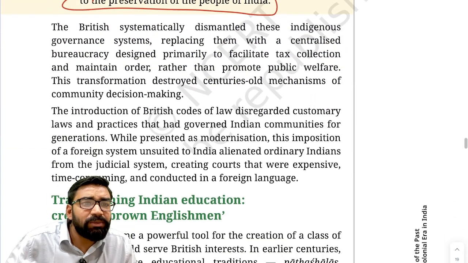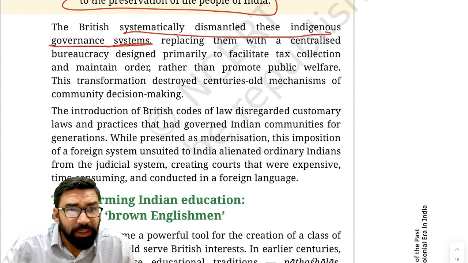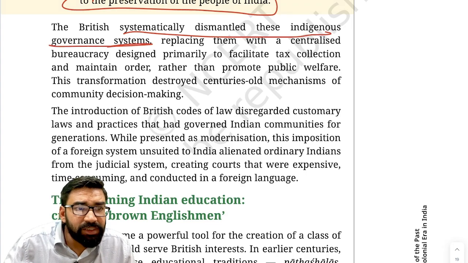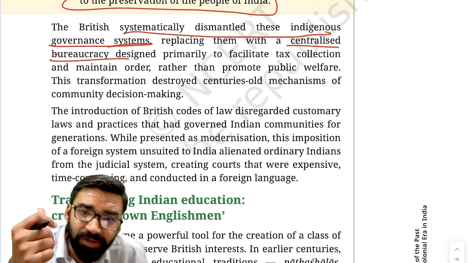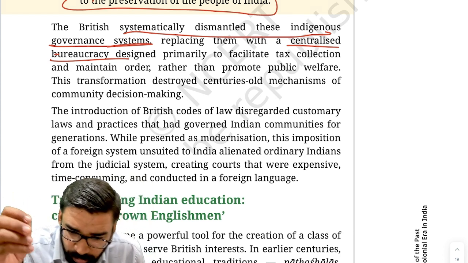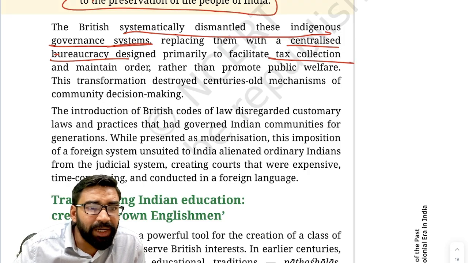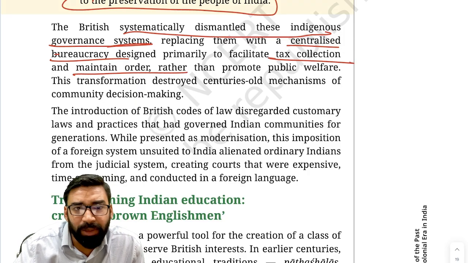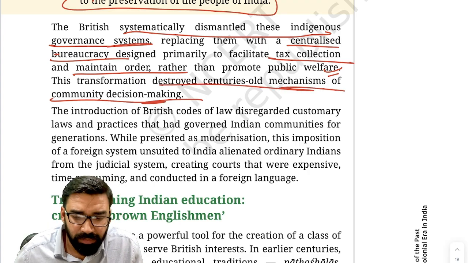Now, they systematically dismantled the indigenous governance system. They replaced it with a centralized bureaucracy. The British started replacing the village governance structure with a centralized bureaucracy, which was primarily designed for tax collection and maintaining law and order rather than promoting public welfare. And they actually destroyed centuries-old mechanisms of community decision making.